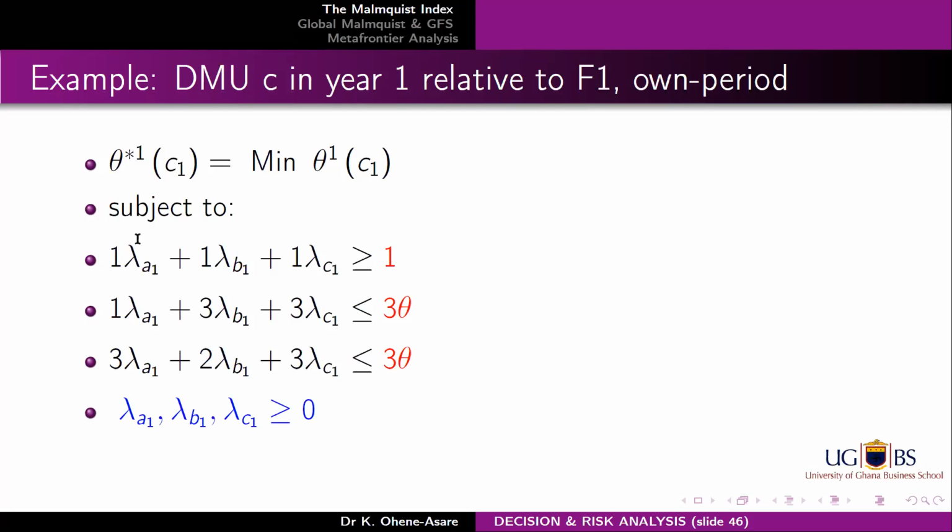But the fact that I didn't create the VRS constraint means that I'm assuming that we are dealing with constant returns to scale. Does it make sense?